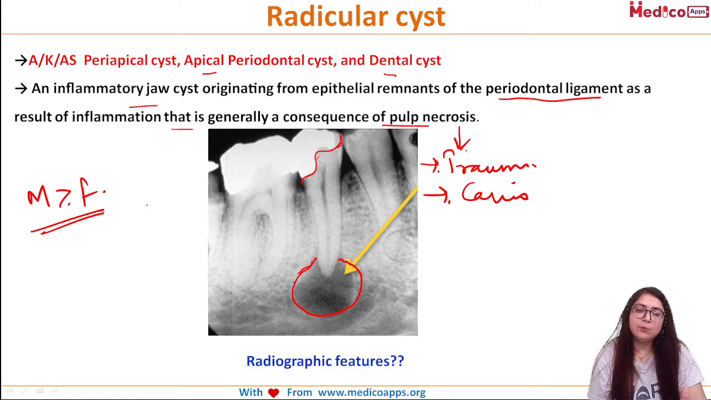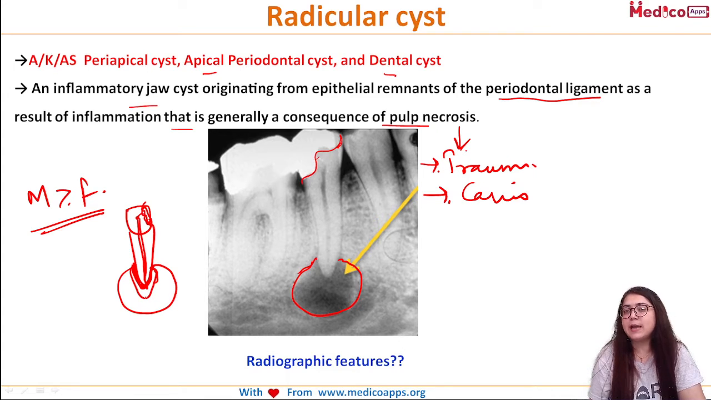So initially whenever any tooth has caries and it involves the pulp, then firstly there will be abscess, right? If it is untreated, it will eventually lead to granuloma. And if granuloma persists for a longer period of time, it will eventually form the cyst. The basic difference between the granuloma and the cyst is of size.